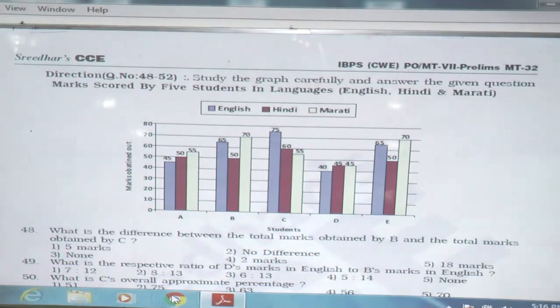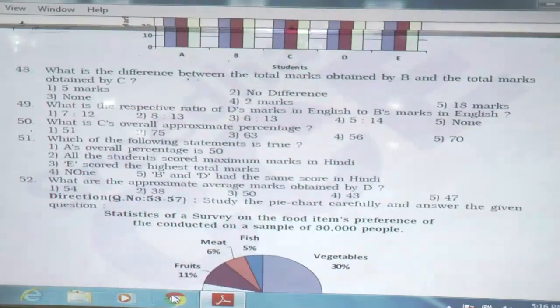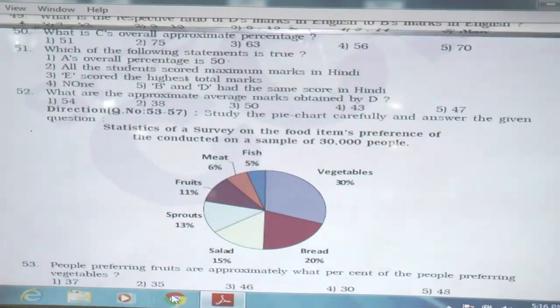Marks scored by 5 persons in 3 subjects. Marks is given? Yes, easy. Marks is given. This is not about percentage also. Should be easy one. 53, 57.